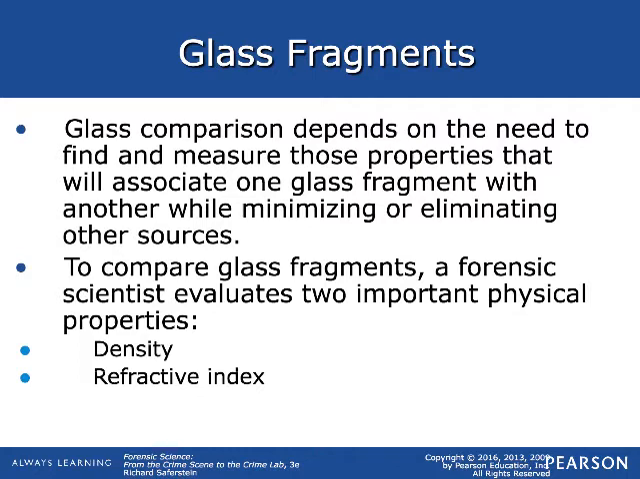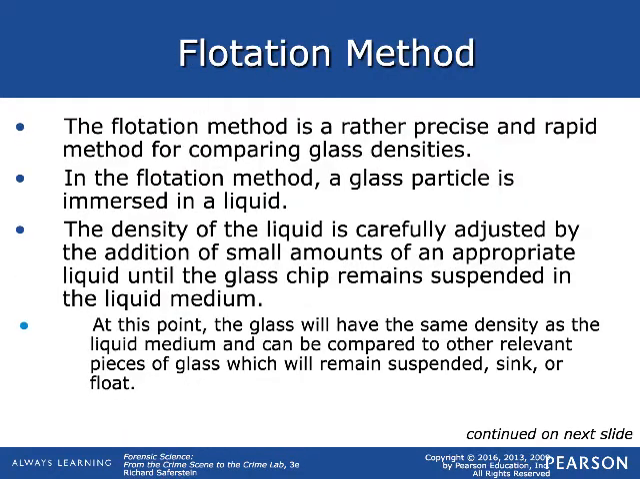Glass comparison depends on the need to find and measure the properties that will associate one glass fragment with another. And we want to eliminate other sources, like where else could it come from? So to compare glass fragments, the forensic scientist is going to look at two important physical properties, density and refractive index. We'll talk about those here.